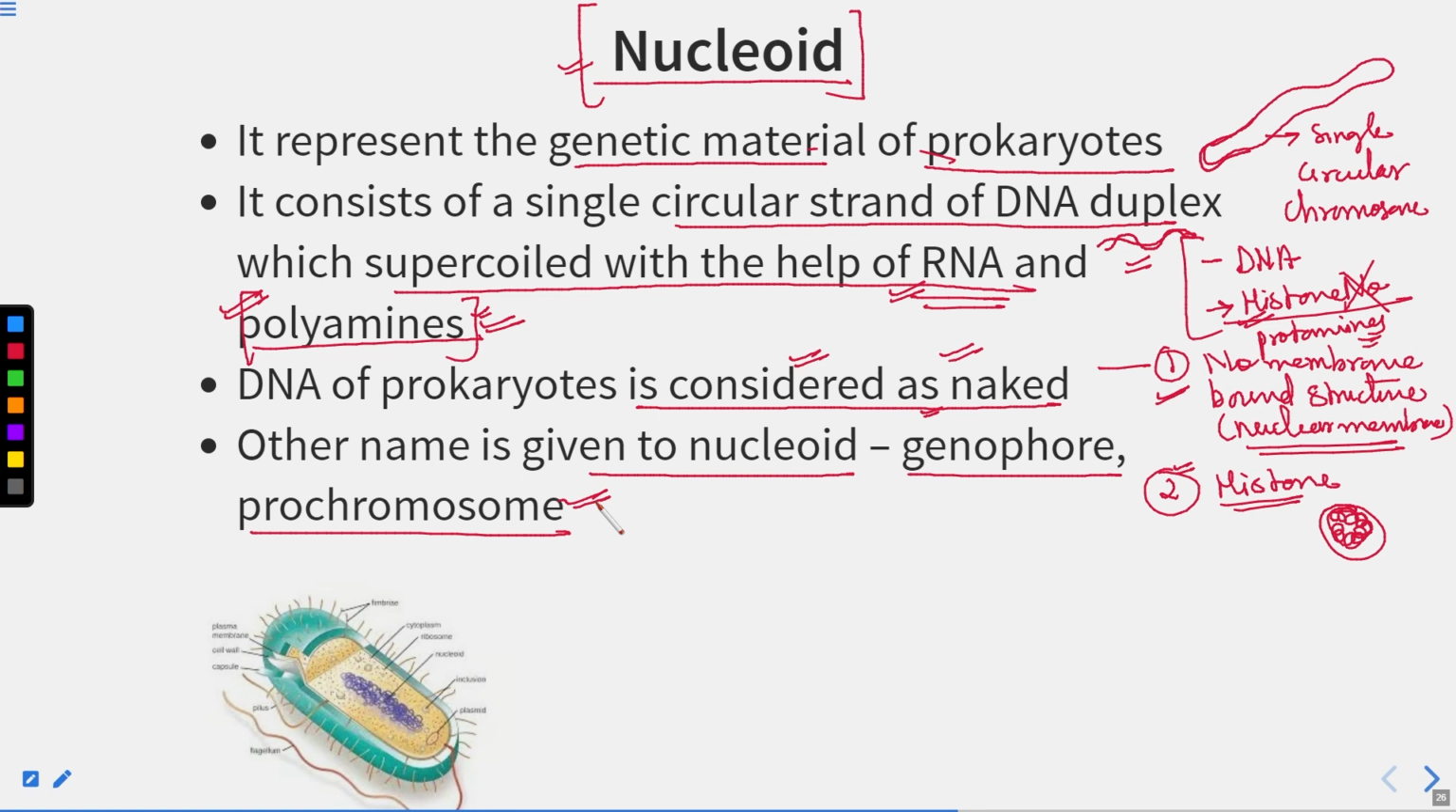And nucleoid means the primitive type of nucleus. What does this mean? It means the primitive type of nucleus. The organisms that first formed in the sea do not have the exact nucleus-like structure which is present in the eukaryote. They have the primitive type of nucleus that is called nucleoid.